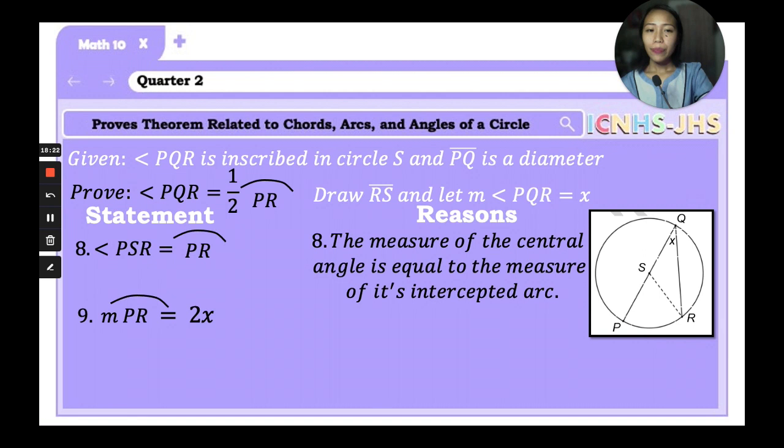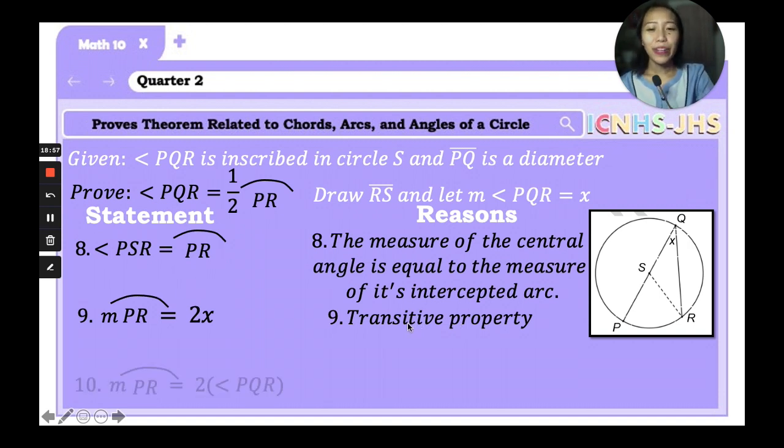Okay. The next statement, we need to state that the measure of our arc PR is twice the x. Why? That is the transitivity or the transitive property. We know that our angle PSR is 2x, and we know that angle PSR is equal to our arc PR. Therefore, we can say that the measure of our arc PR is also 2x. So that is by transitive property.